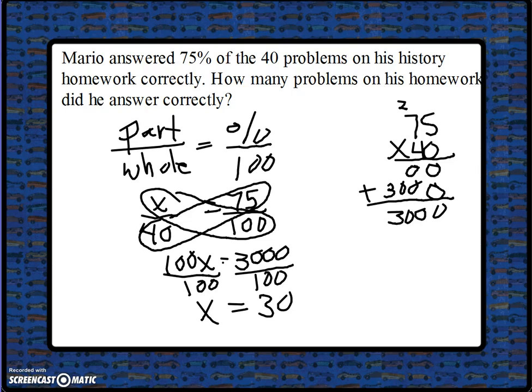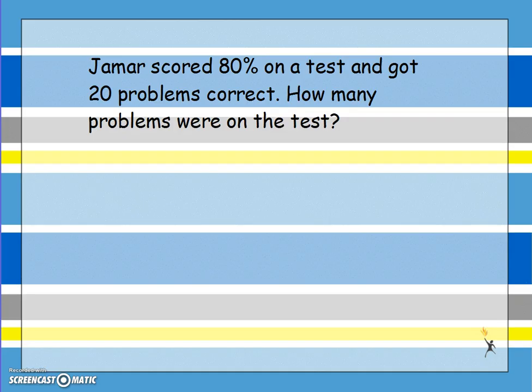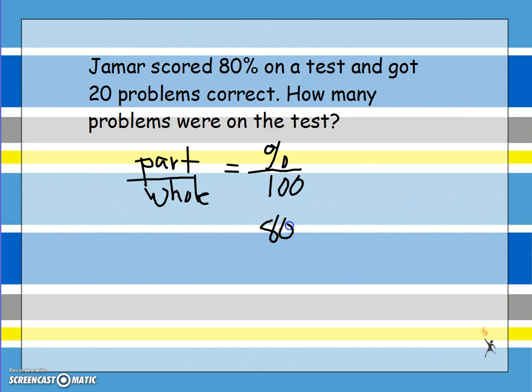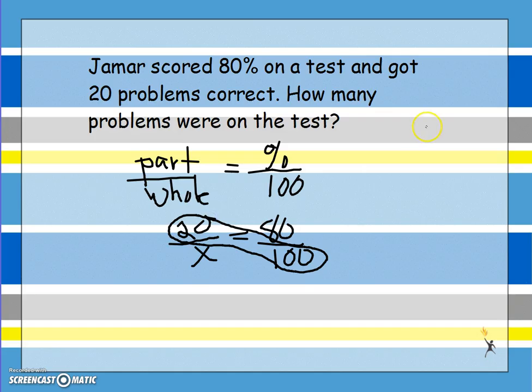Let's look at another example. So Jamar scored 80% on a test and got 20 problems correct. How many problems are on the test? Well, remember our percent proportion is part over whole equals percent over 100. So I'm going to have 80 over 100. And 20 problems correct is going to be my part. This time I'm having to determine what the whole is. So I'm going to do the cross product rule. I'm going to do 20 times 100.